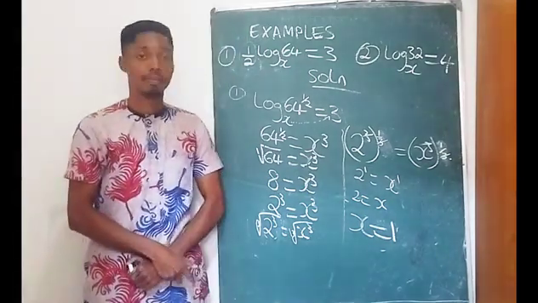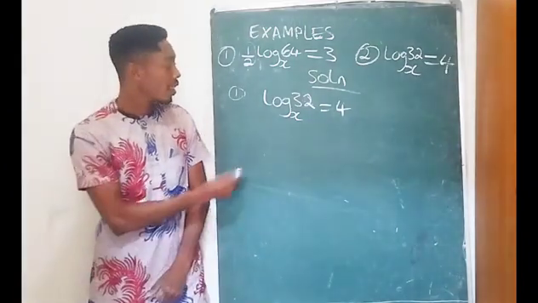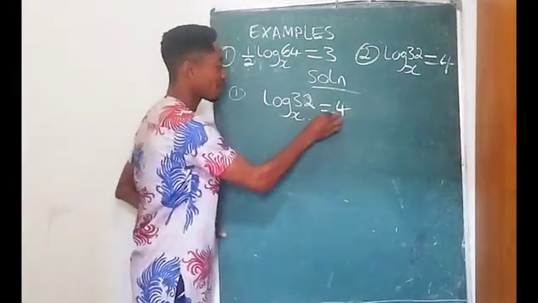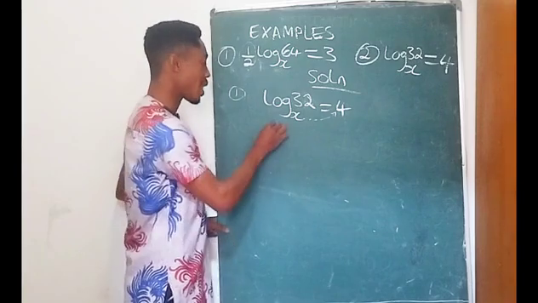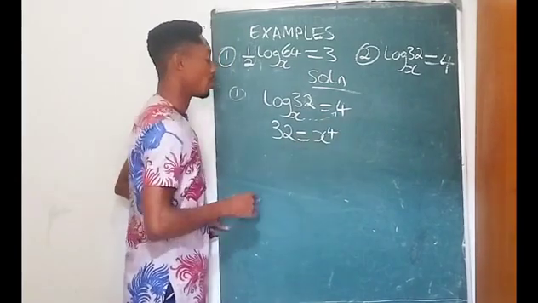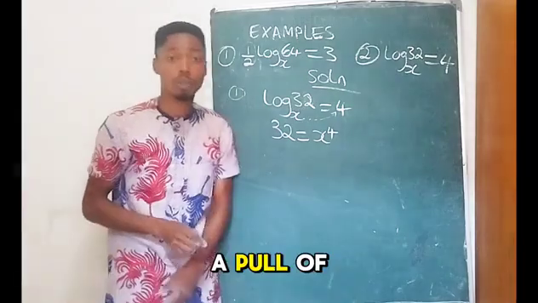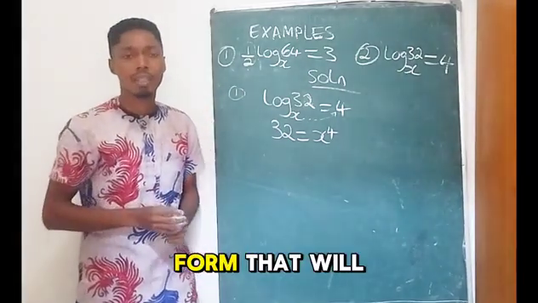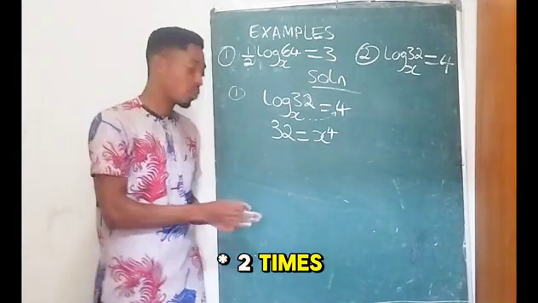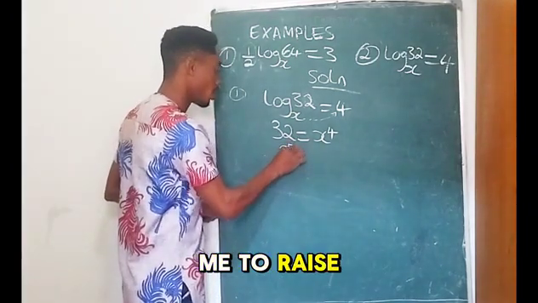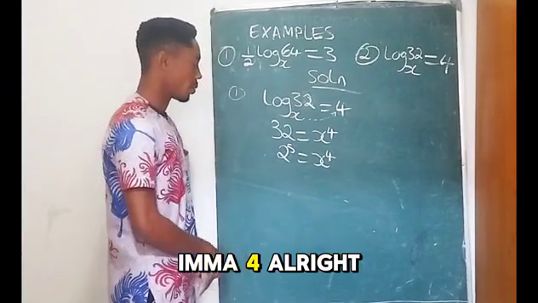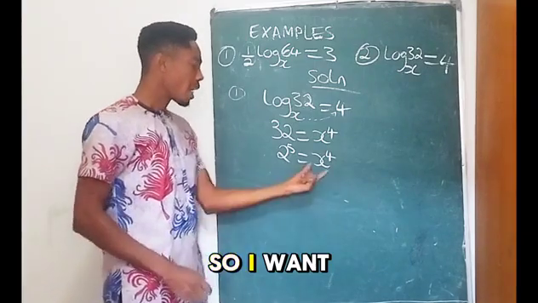Next example. This example is another cheap one. If you look at this critically, that means 32 equals x raised to power 4. Express 32 as a product of prime factors in index form. That will be 2 times 2 times 2 times 2 times 2. So that gives me 2 raised to power 5 equals x raised to power 4. Alright, so I want to find x.